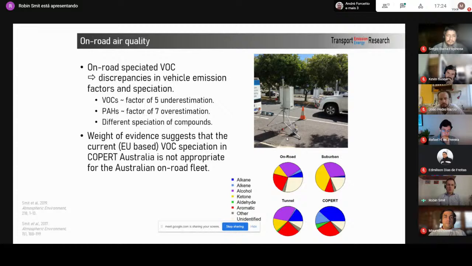When you look at on-road air quality, that's another very useful way of looking at your emissions. It doesn't give you directly emission factors, although it can be done in this case, where you have two air quality monitors at both roadsides and you take into account wind speed and flux. But the main outcome here for us was that we had a confirmation of the tunnel study results where our VOC speciation was way off. And we also found a very different speciation of the hydrocarbons. So we had to conclude that the current European-based VOC speciation is not appropriate for the Australian on-road fleet and needs to be developed or modified.